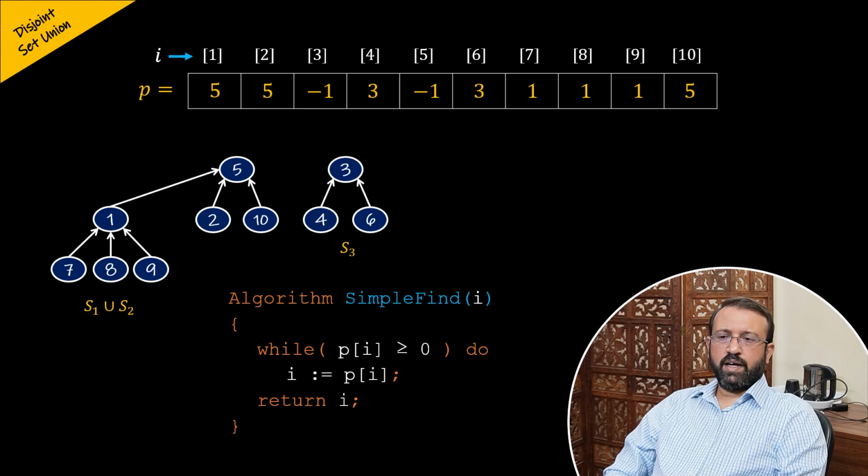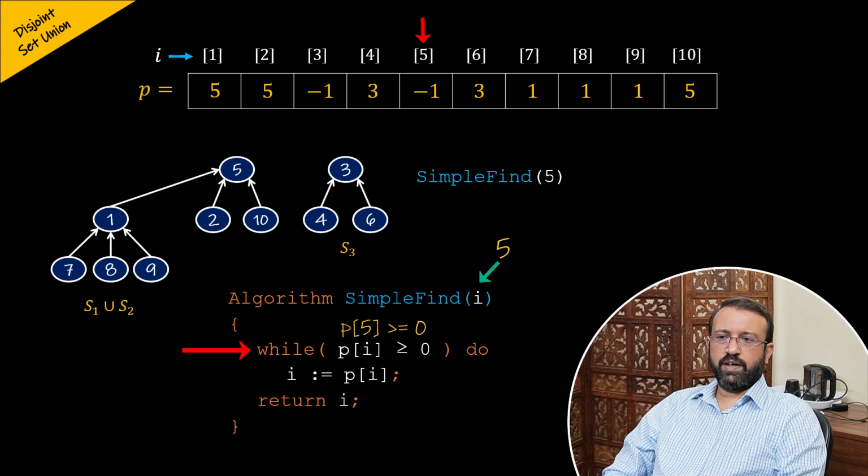Similarly, let us apply this algorithm to find the element 5. So we will call the simple find algorithm passing element 5 as I. Then we have the while loop with the condition P of I greater than or equal to 0. That is, P of 5, since I is 5, greater than or equal to 0. Now, P of 5 stores value -1 and -1 greater than or equal to 0 is false.